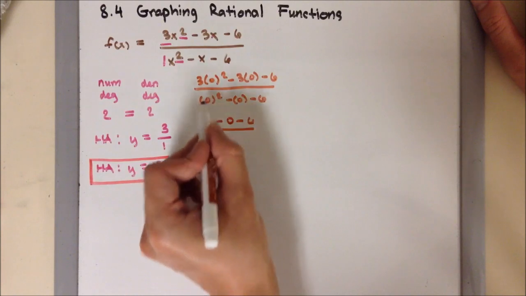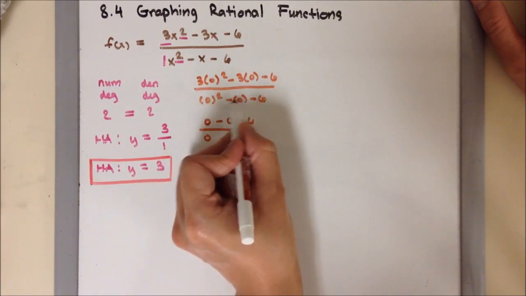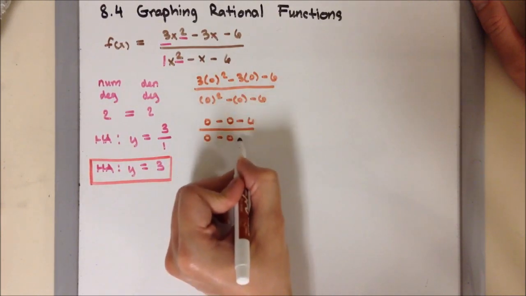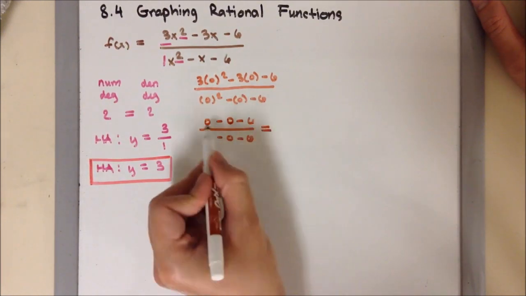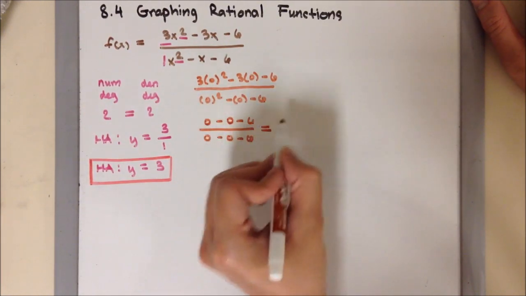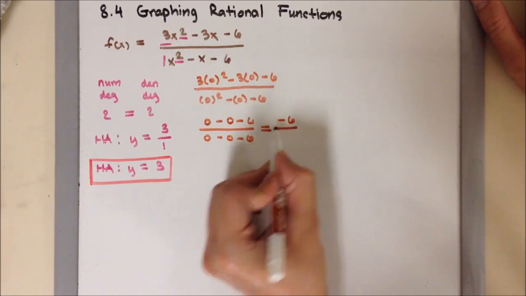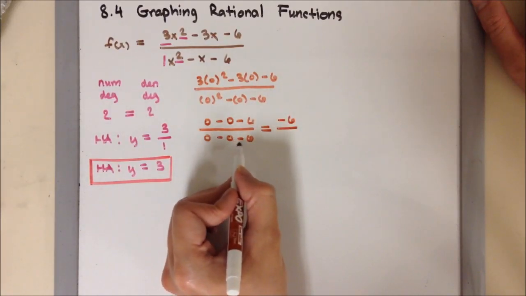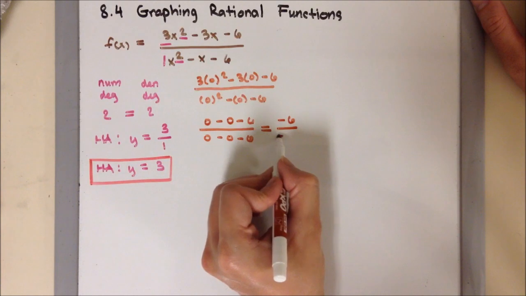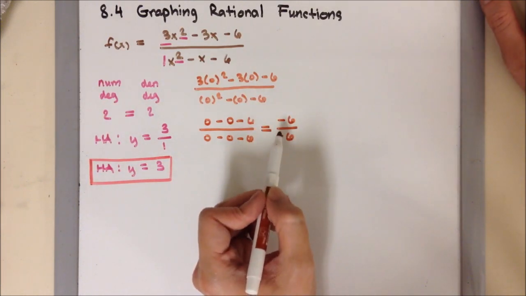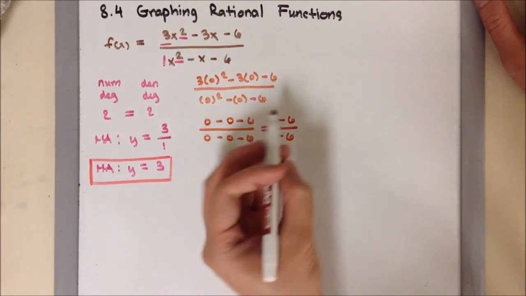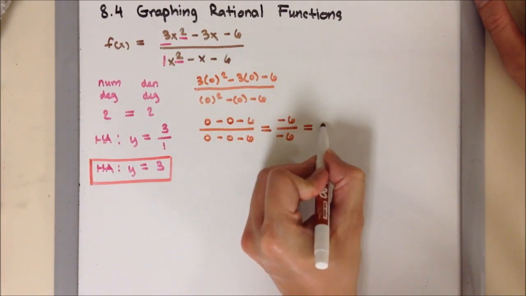Now, same thing in the denominator. 0 squared, 0. Then minus 0, and then minus 6. So when you simplify this, 0 minus 6 will be negative 6 over 0 minus 6 is going to be also negative 6 in the denominator. When you simplify the fraction, negative 6 divided by negative 6 will be positive 1.